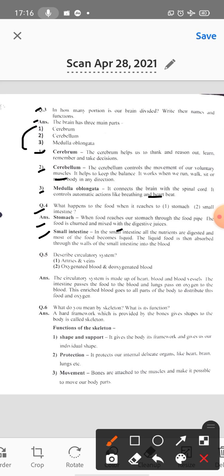Okay, so what happens in the small intestine? When food reaches the small intestine, all the nutrients are digested and most of the food becomes liquid. The liquid food is then absorbed through the walls of the small intestine into the blood.